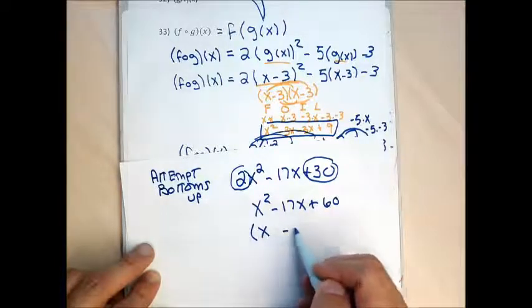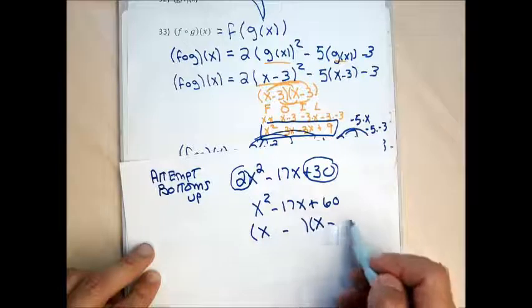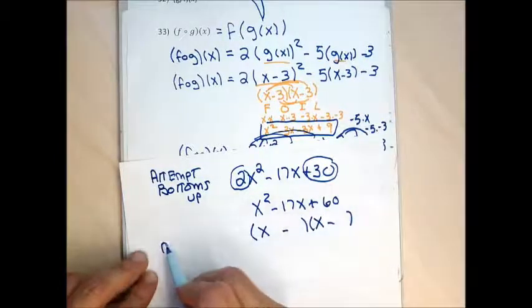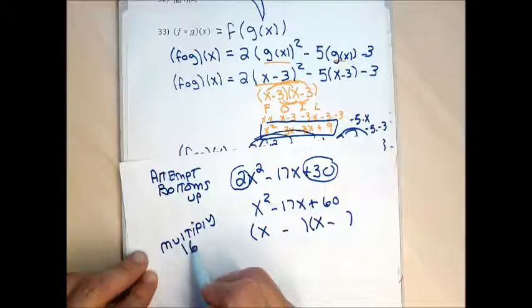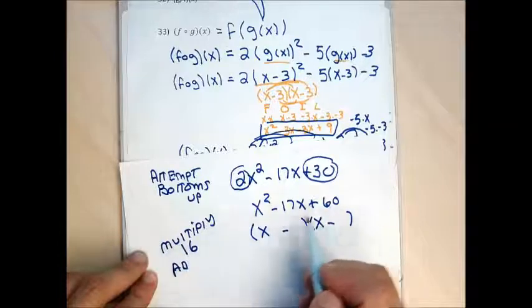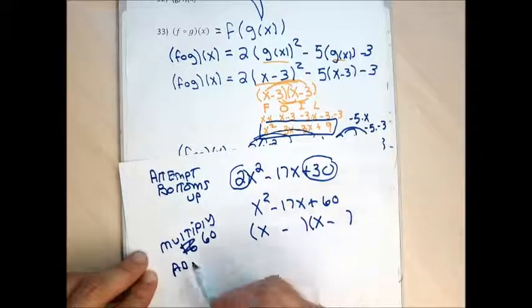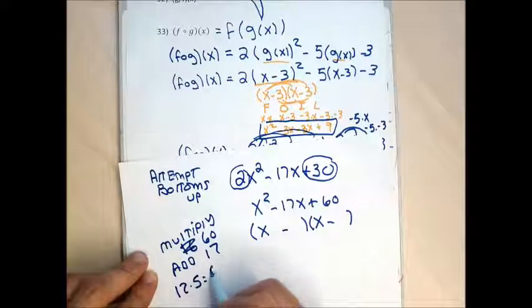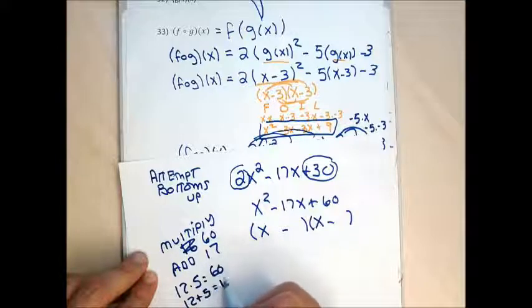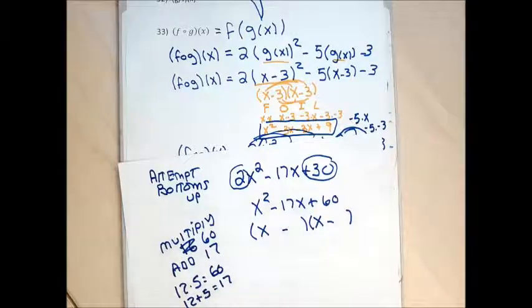My signs are minus and minus. My firsts are x and x, and my lasts have to multiply to 60 and add to 17. And 12 and 5 do that, because 12 times 5 equals 60, and 12 plus 5 equals 17. And guess what, that factors. I'll be darned. I didn't expect that to factor, but it did.